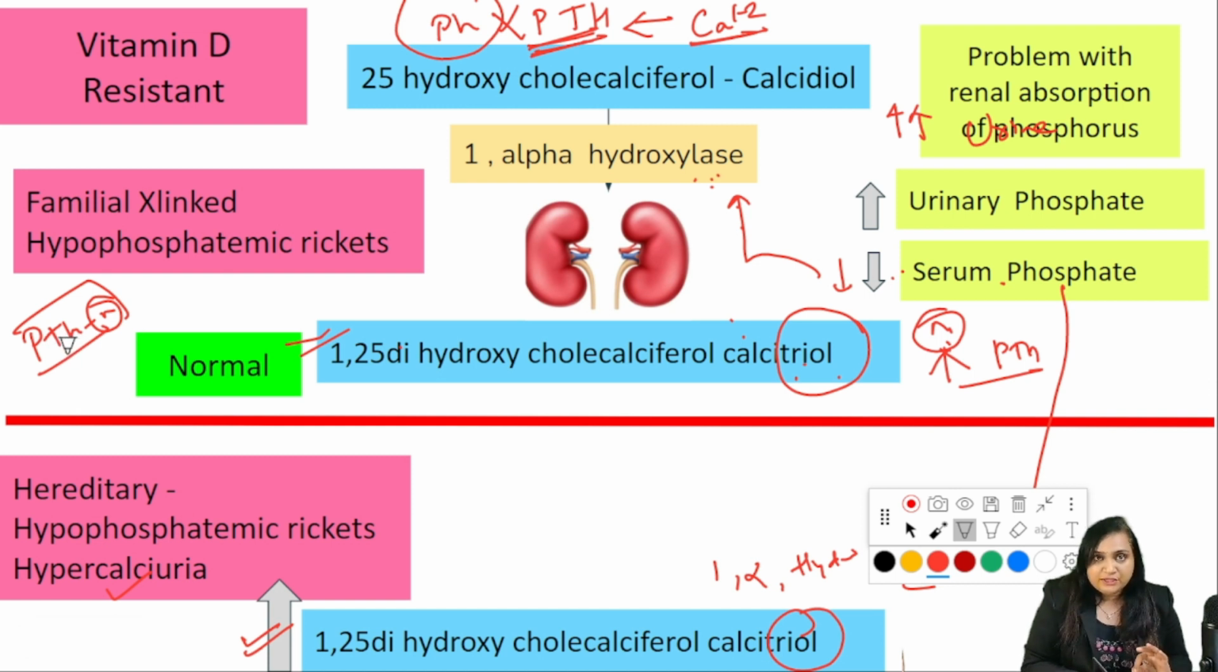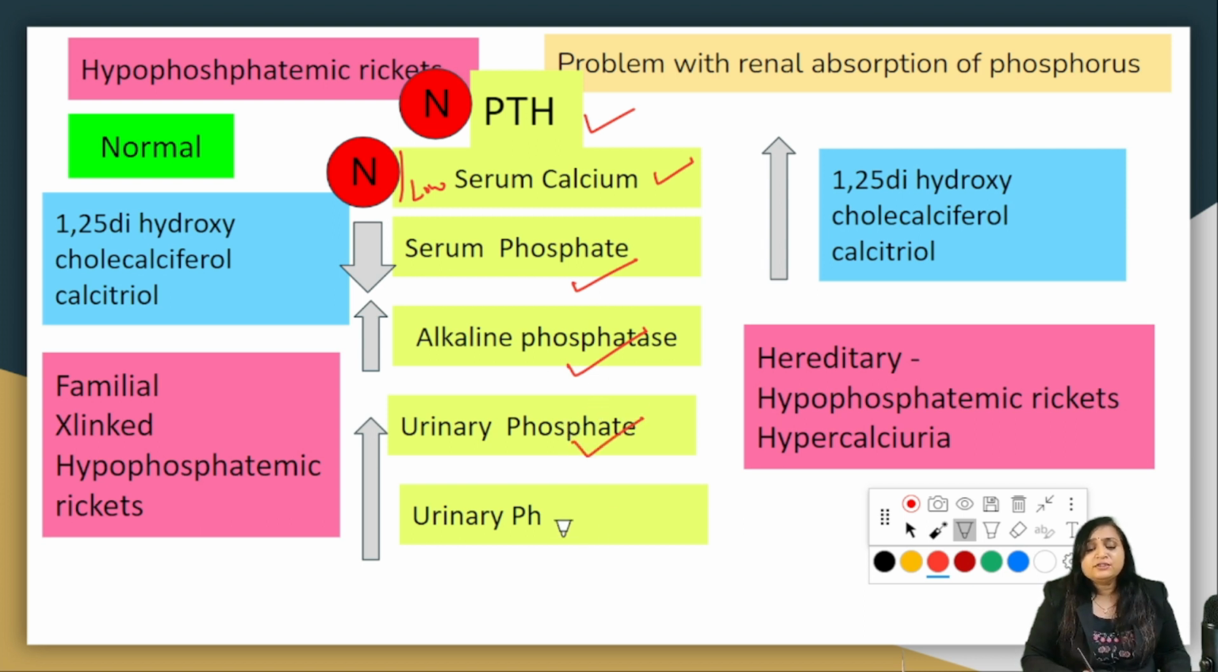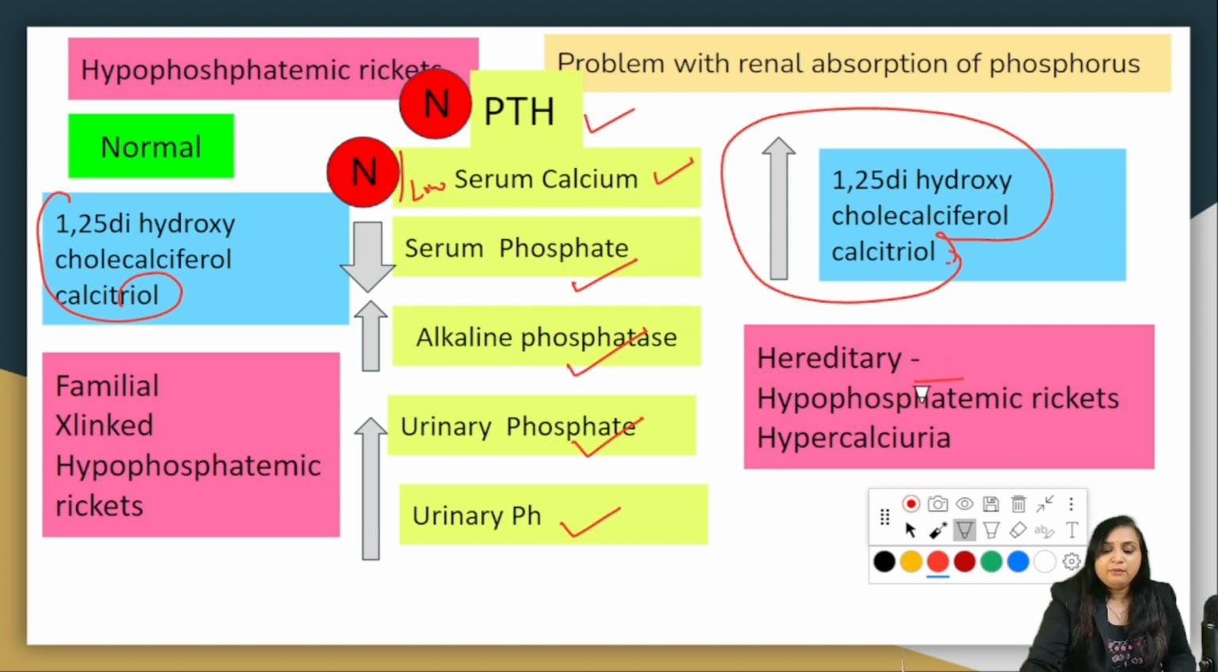So in hypophosphatemic rickets, there will be a normal level of PTH, while in all the rest types of rickets there will be an increased level of PTH because of the feedback mechanism. So as we already discussed, in hypophosphatemic rickets, we'll have a normal PTH as well as normal serum calcium, with a decreased serum phosphate. We have increased alkaline phosphatase as a part of bone demineralization. We'll have an increased urinary phosphate and an acidic urinary pH. But the catch point between these two is that here we'll have a normal calcitriol, while we'll have an increased concentration of calcitriol in hereditary hypophosphatemic rickets.